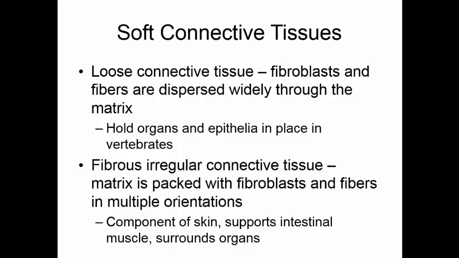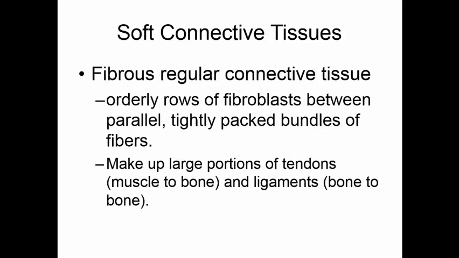And then our last type of connective tissue is our fibrous regular connective tissue. Our fibrous regular connective tissue is very orderly. You have these rows and rows of fibroblasts and parallel fibers, so everything's moving in one direction. Everything's in line with each other. What this does is it provides an extreme amount of strength in one direction, but makes it very weak in any other direction. So these are going to be your tendons and your ligaments.